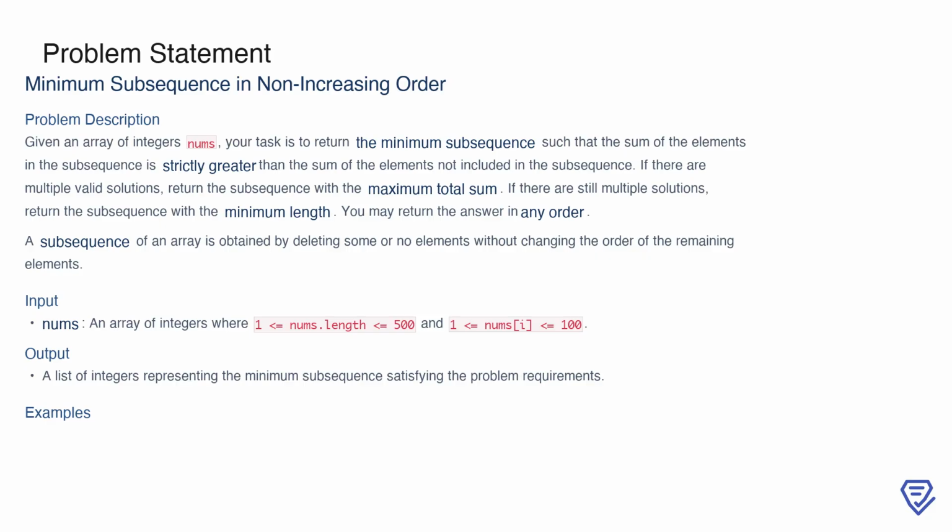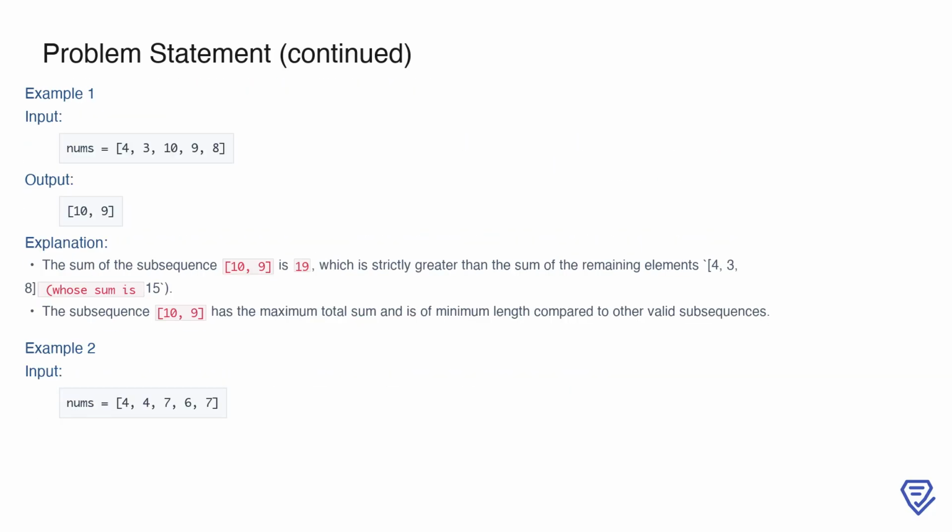The input to this problem is an array of integers, constrained to have a length between 1 and 500, with each element having a value between 1 and 100. The output is a list of integers that represents the minimum subsequence satisfying these conditions. For example, consider the array nums equals 4, 3, 10, 9, 8. A valid output is 10, 9.